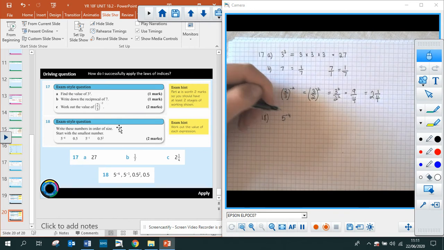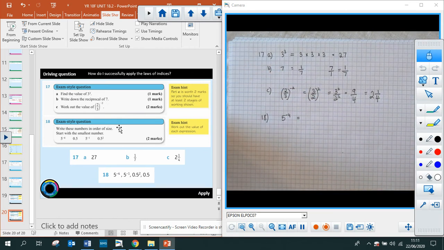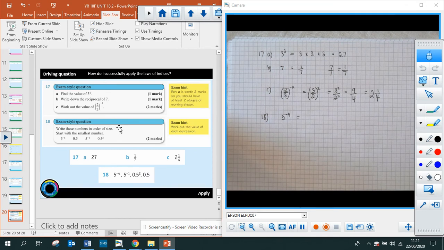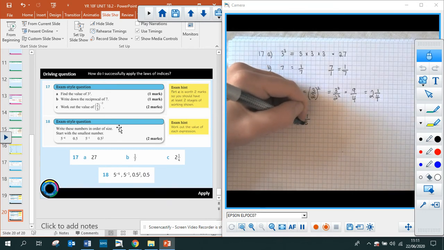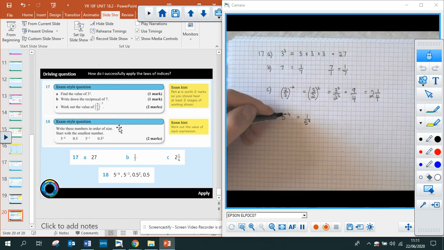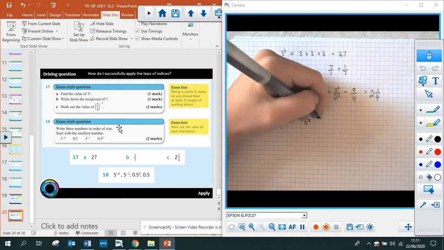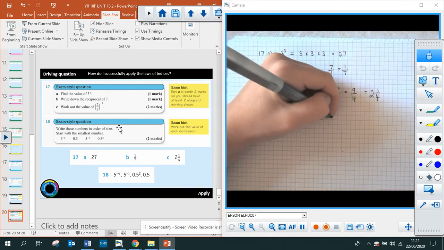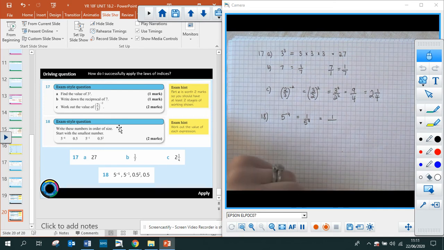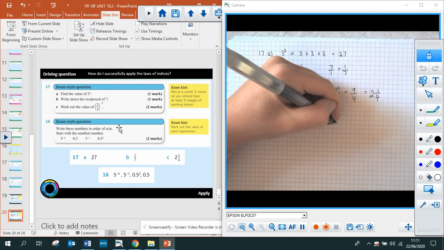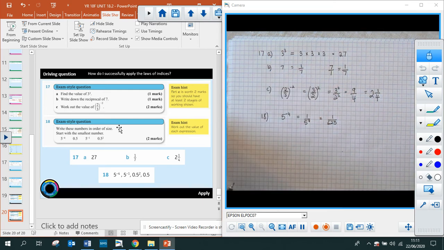So 5 to the power of negative 4 is equal to 1 over 5 to the power of 4. Okay, so remember, the negative makes it, you find the reciprocal, and then each of the numbers are to the power of 4. Okay, so then we say 1 over, and 5 to the power of 4 is like 5 times 5 times 5 times 5, and when you eventually work that out, that's 625. So that's 1 over 625. So that's a very small number.